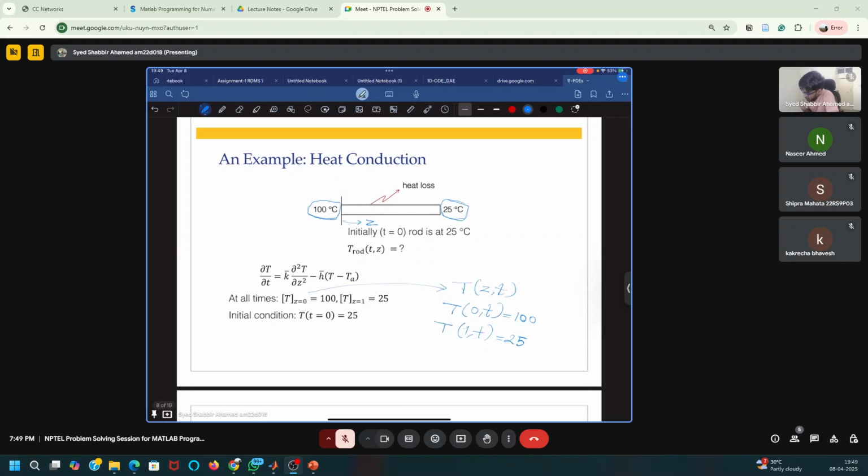And also, this is our initial condition: at all points, except at the left-hand end, we are considering the temperature as 25 degrees Celsius initially. Then as time increases, this 25 will vary. We will see how we can solve it.